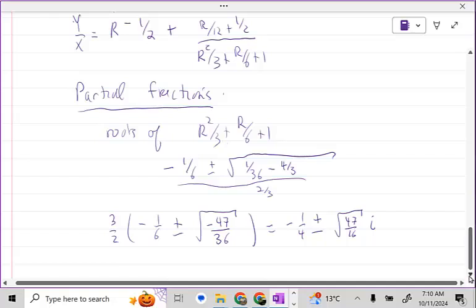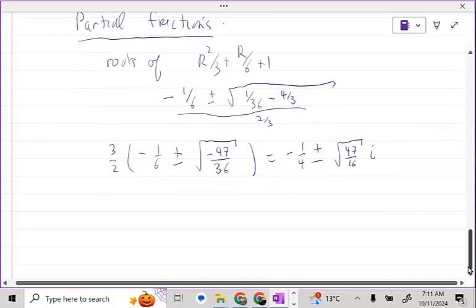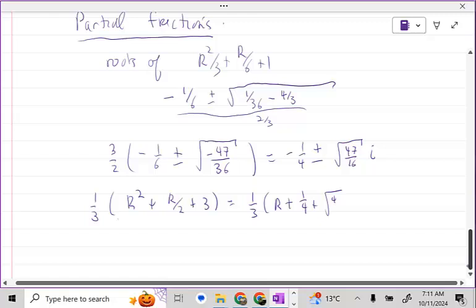Okay. So how do we rewrite that denominator that way? Well, I guess here, let me switch this down. That means that r cubed, and I'm going to write this out. It's not r cubed, but I'll write 1/3 times r squared, plus r over 2, and then plus 3. Right? That all works correctly, and that's going to be equal to 1/3, and then here I write the roots, so it's going to be times r minus 1/4 minus 1/4 is going to be plus 1/4, and then I can do plus square root of 47/16 i, and then it's going to be times r minus 1/4, r plus 1/4 minus square root of 47/16 i.